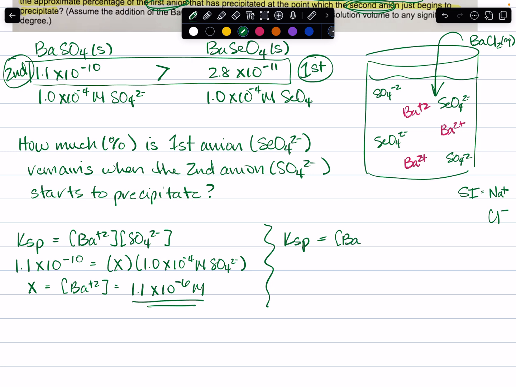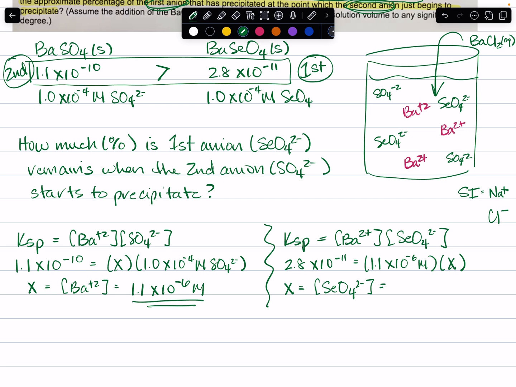So what we're going to do now is say, I know that the KSP for barium selenate is equal to the concentration of barium and selenate. That KSP value is 2.8 times 10 to the negative 11th, and we have 1.1 times 10 to the negative 6 molar barium present. How much selenate must also be there at this point for the barium? X in this case is going to be equal to the amount of the anion, selenate, and we find that we're going to have 2.6 times 10 to the negative fifth molar present at the same time that we have 1.1 times 10 to the negative sixth.